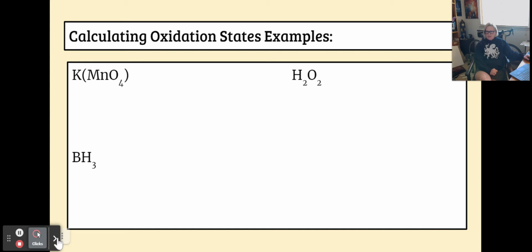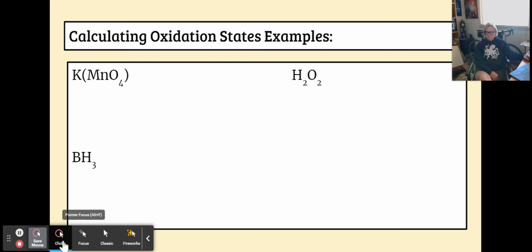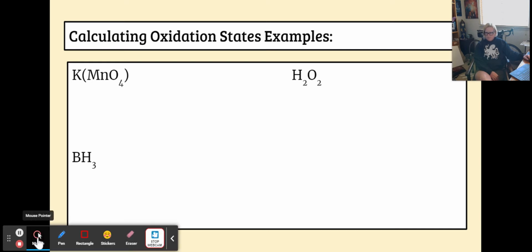So let's practice now calculating some oxidation states. And I gave you 3 examples here. Try to figure out what the oxidation state is for each of the elements in these compounds. So let's start with KMnO4. So this is called potassium permanganate.